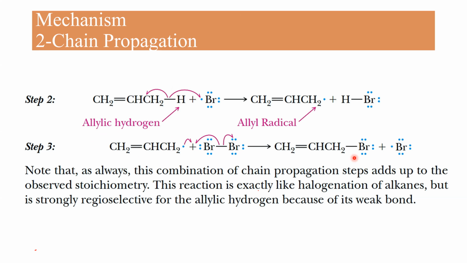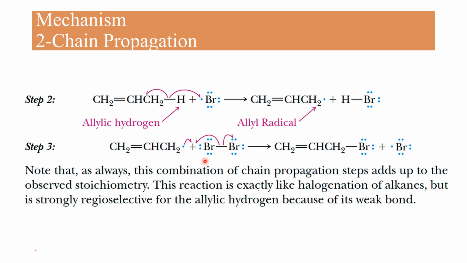So then we will have this 3-bromopropene as our product, and then again there is a Br radical. Now the question could be, from where does this Br2 come, though we were not providing Br2? From where has this Br2 been generated?